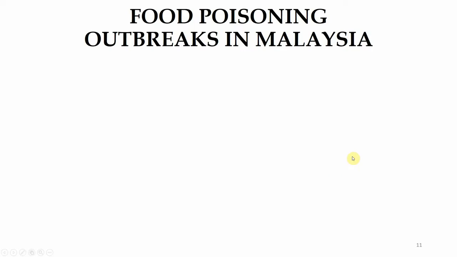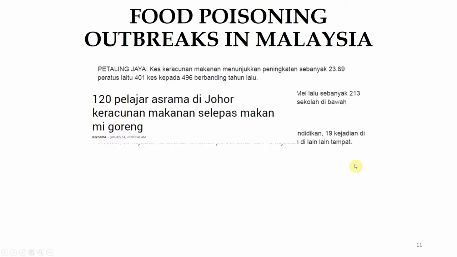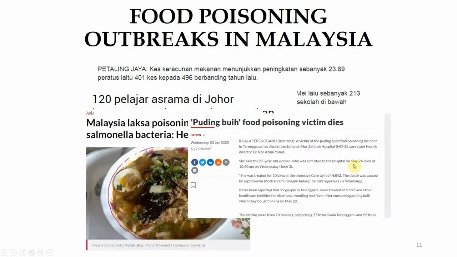Food poisoning outbreaks in Malaysia, as shown in the newspaper, as you can see, are not 1, 2, or 3 cases, but hundreds of cases. Some of these cases caused death in the victims.